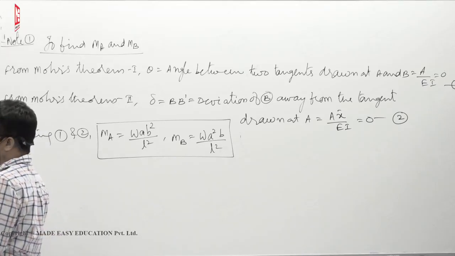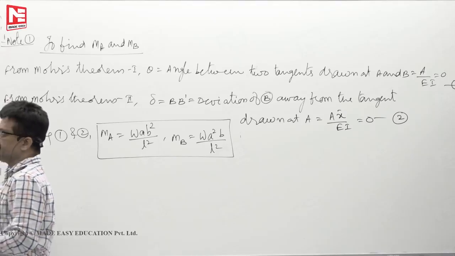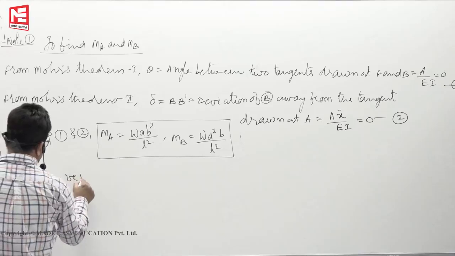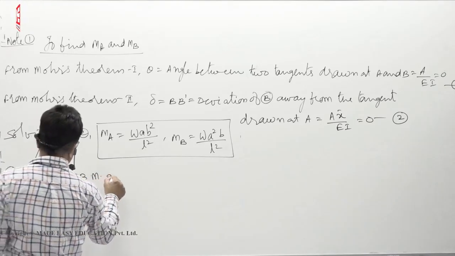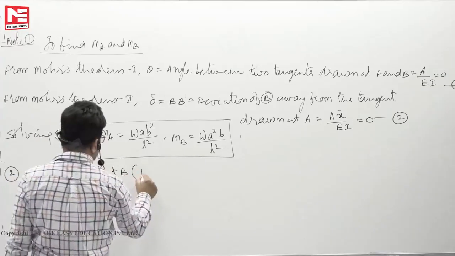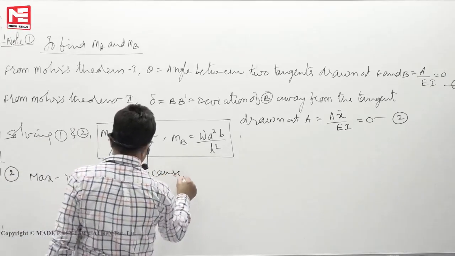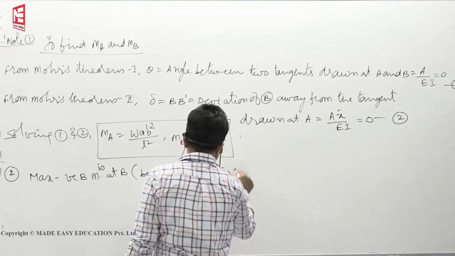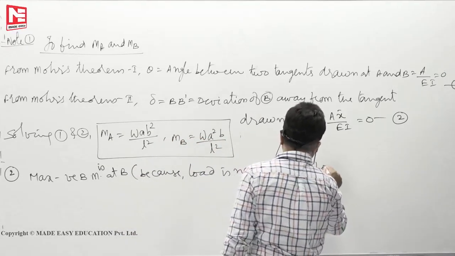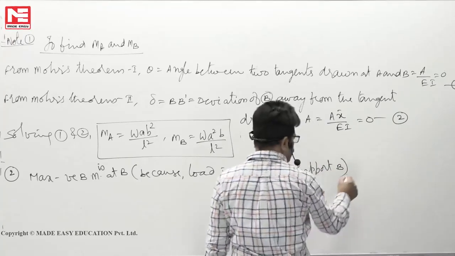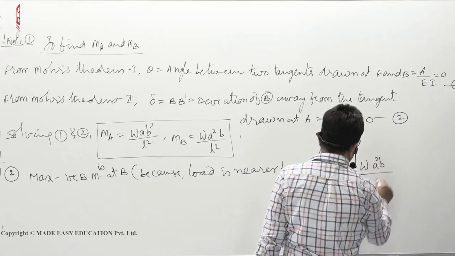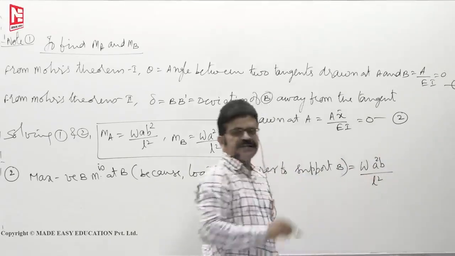Maximum negative bending moment is at B. Why? Because the load is nearer to support B. Whichever support the load is nearer, there you will get W A square B by L square. There you will get the maximum negative bending moment.